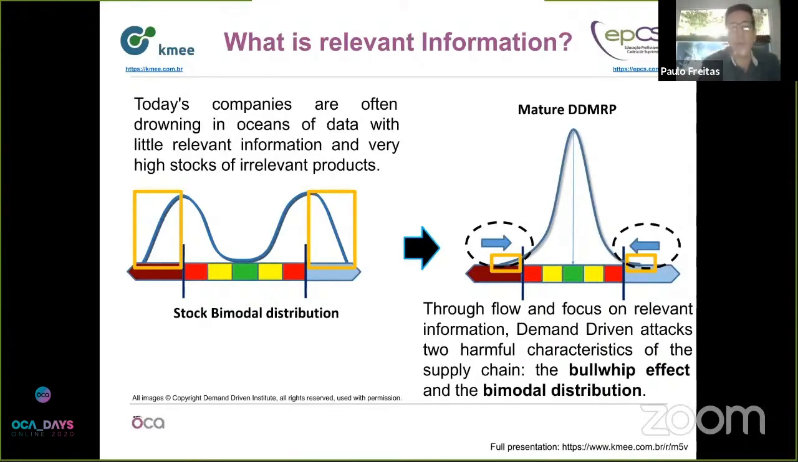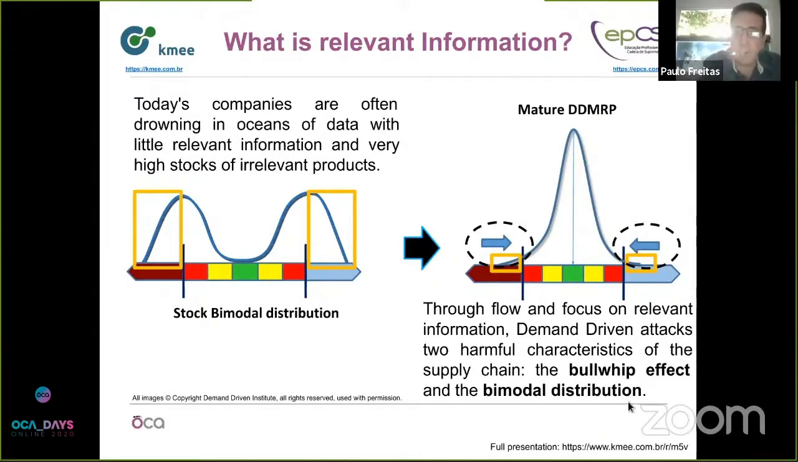For example, if you have to invade your safety stock in a traditional replenishment methodology, it goes from having no stock to having excess stock from one day to the other. And the idea is to migrate towards a mature DDMRP, where most of the stock will be concentrated over the green and the yellow regions, which is where the stock should fluctuate, and avoid the outliers. That's where the two arrows are showing you that we need to be less in those dangerous zones of having too little stock and too much stock.